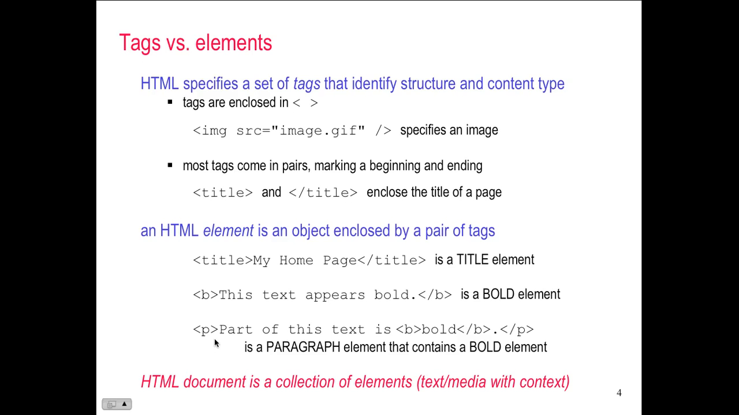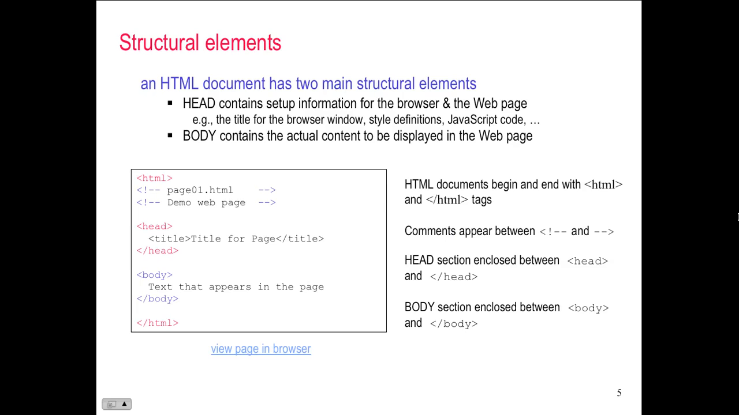Here's the paragraph tag. So P is a paragraph element that contains a bold element inside of it, because we've nested it inside. So it's a collection of elements, text, media, with content that we're going to use.